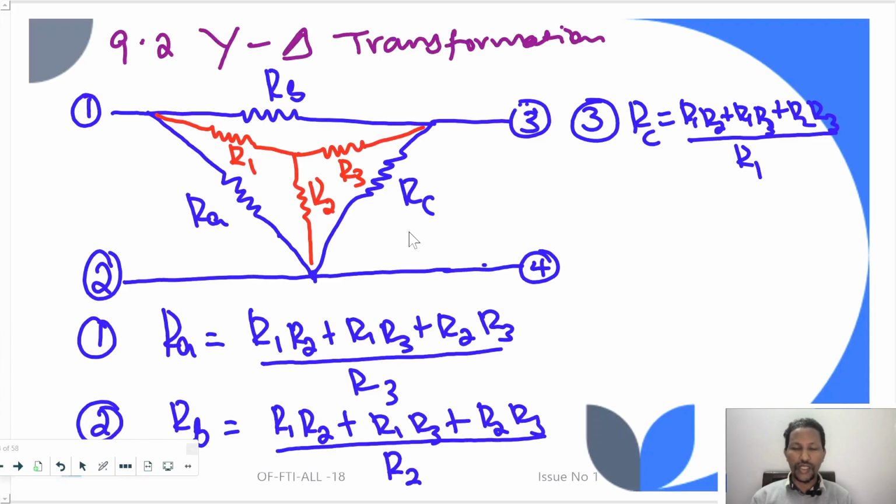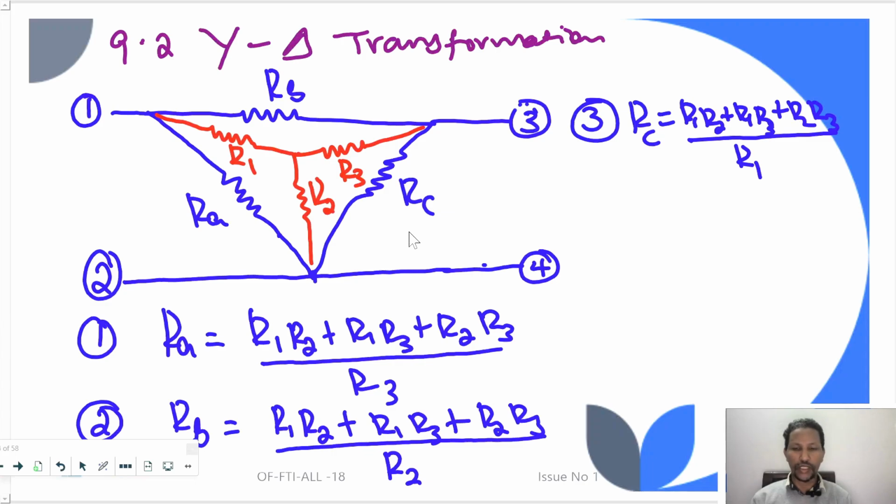For this case, to convert from a Y network to a delta network, we always need to draw the delta network outside the Y network. Using the previous derivation, just to summarize, we have the values of RA, RB, and RC, which are obtained by taking the sum of products of the three Y connected resistors.